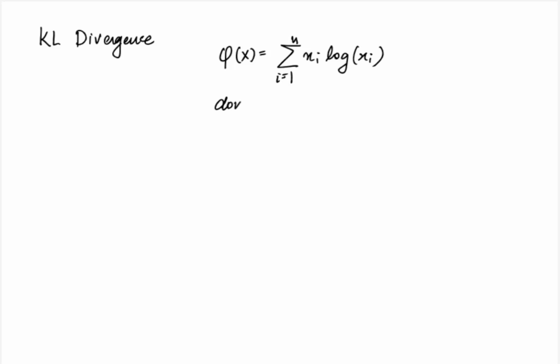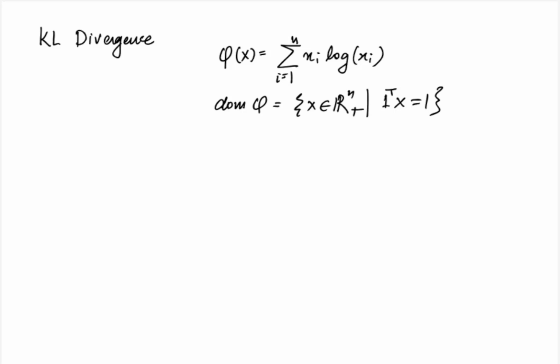The KL divergence is a specific example of the Bregman divergence which is widely used. To see this, consider the negative entropy function phi of x equal to summation over i from 1 to n x_i log x_i, with domain of phi equal to x in the non-negative orthant such that 1 transpose x equals 1.